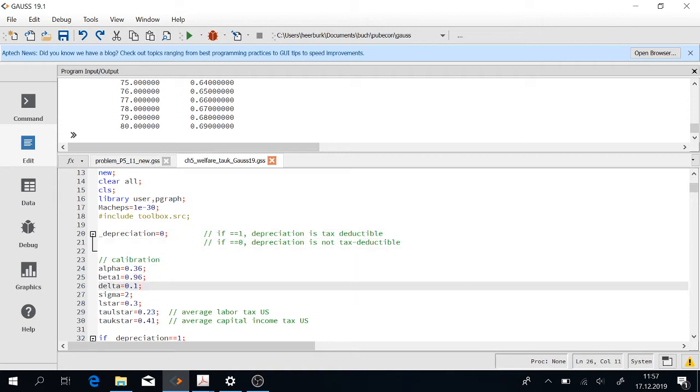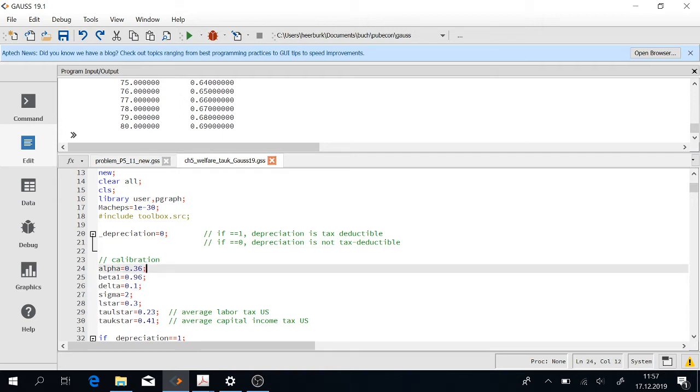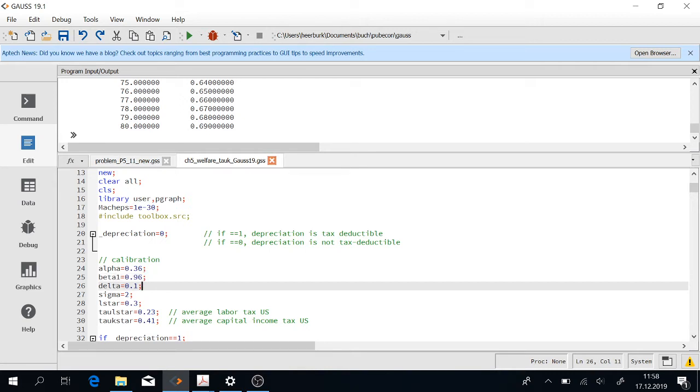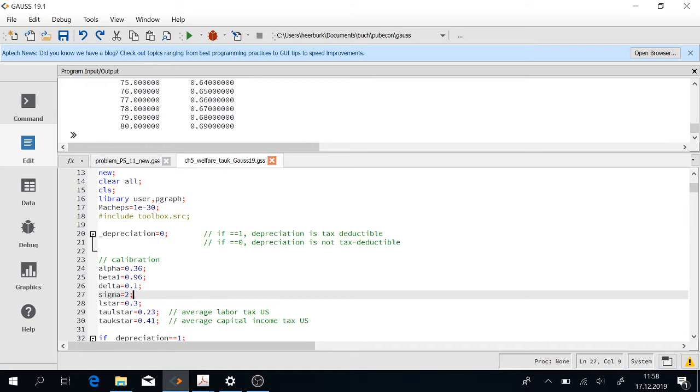In the first part we calibrate the model. So we set the production elasticity of capital alpha equal to 36%, the discount factor beta equal to 0.96, implying a real interest rate after depreciation of approximately 4%. Depreciation delta is set equal to 10%. The inverse of the intertemporal elasticity of substitution, sigma, is set equal to 2.